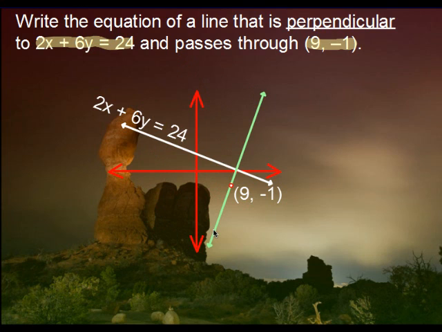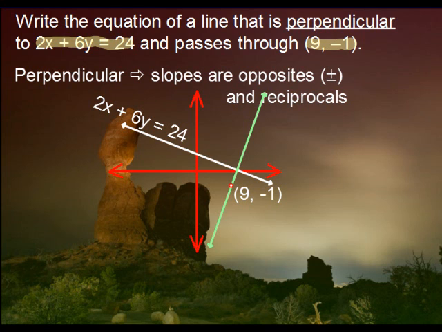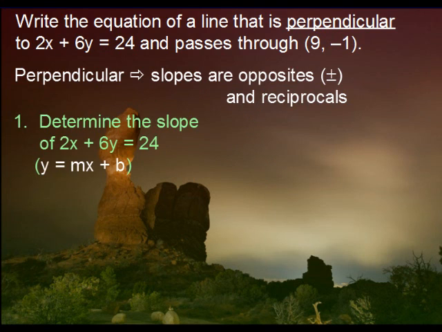So that gives us one distinct answer. And because of one very important relationship, and that is that perpendicular lines have slopes that are opposites and reciprocals, we need to determine the slope of this given line. Once we have the slope of that, then we can figure out the slope of the line we do want. And then along with that point, we can simply plug it in to get our answer. Okay, so let's determine that slope.